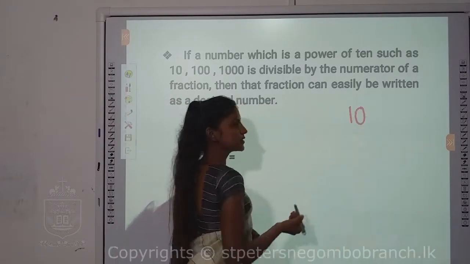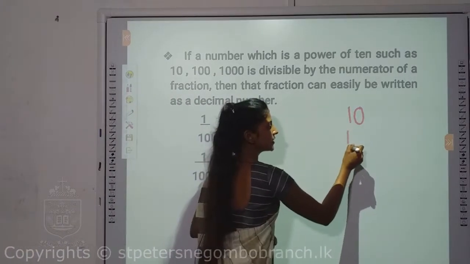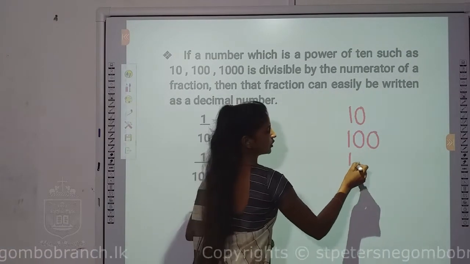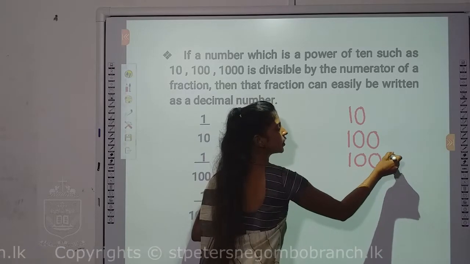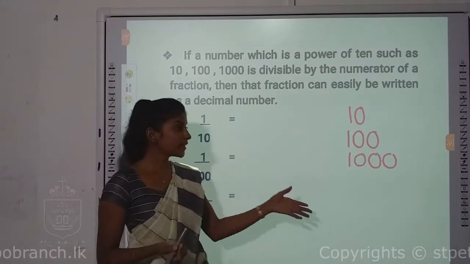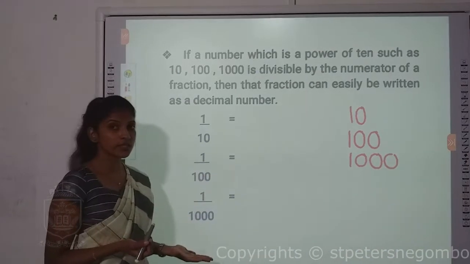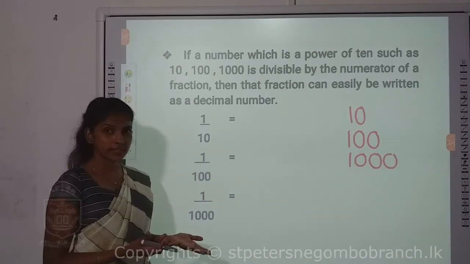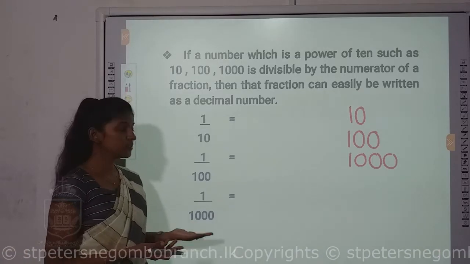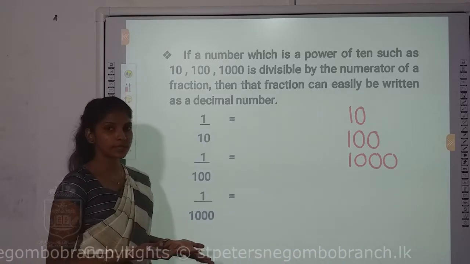10 is the first power of 10. Right? 10 times 10, 100. 10 into 10 into 10, we have 1000. So these numbers are called powers of 10. If you have powers of 10 in the denominator of a certain fraction, we can easily write that fraction in decimal form. So let's see how we can convert these types of fractions into a decimal number.